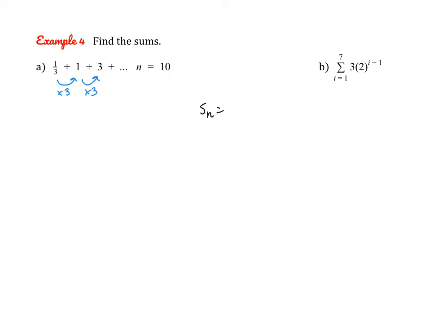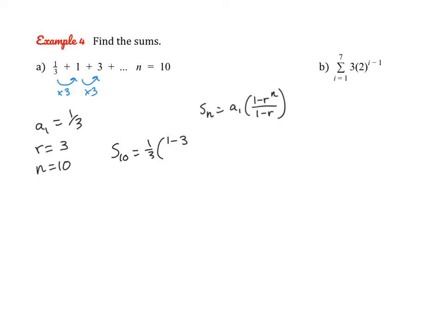So again, here's our formula. So a sub 1 times 1 minus r to the power of n all over 1 minus r. So we can see from the series that a sub 1 is 1/3. You see that right here, our first term. We've already found that common ratio of 3, and again, they want us to find the sum of the first n, the first 10 terms. So here we have everything we need to use our formula. So the sum of the first 10 terms is 1/3 times 1 minus 3 to the power of 10 all over 1 minus 3.